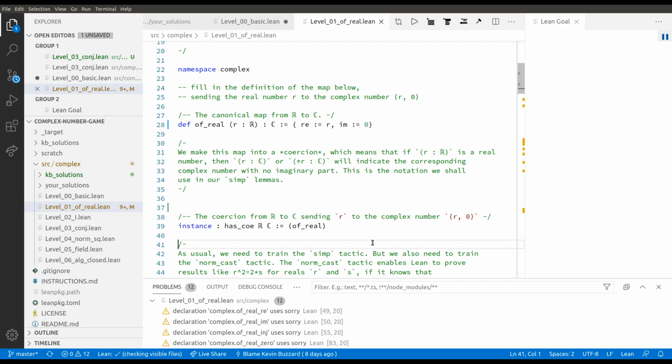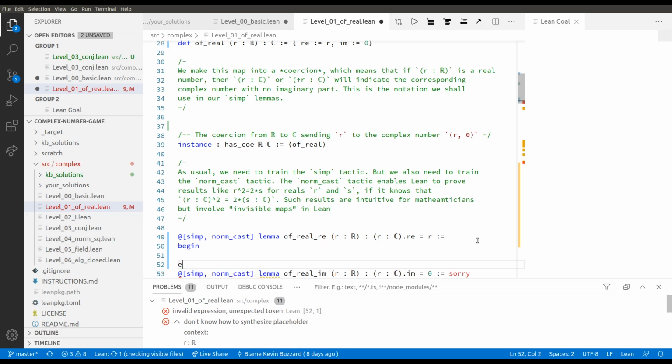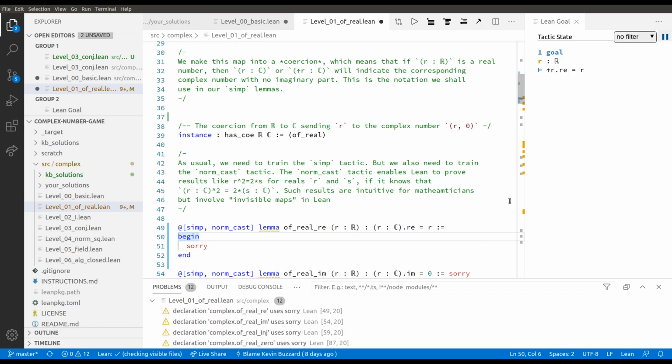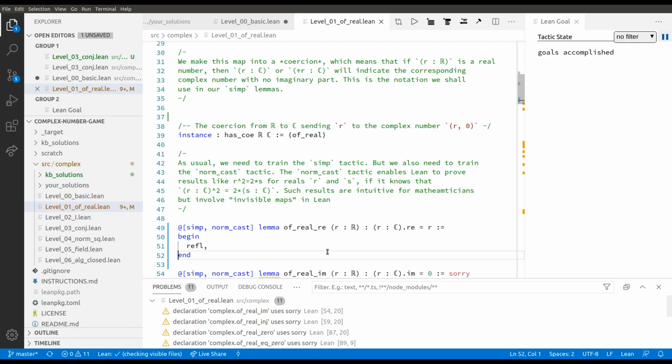And now we need to prove a whole bunch of really trivial things about this map from the reals to the complexes, and of course they're all going to be very easy. So here's the first one. What does it say? This first one says if I take a real number and then I imagine that it's a complex number and I take its real part, I get r again. And I think that's going to be true by definition, right? rfl. Yeah. So that's true by definition.